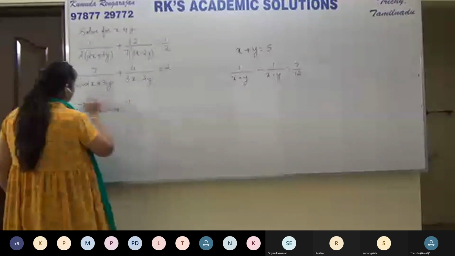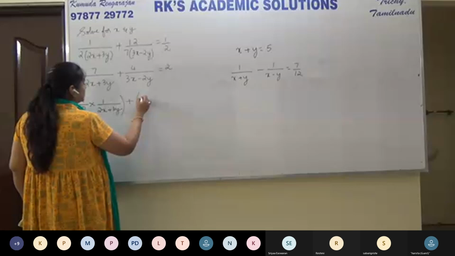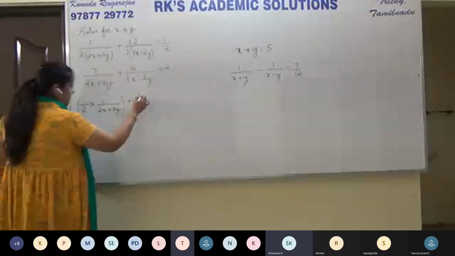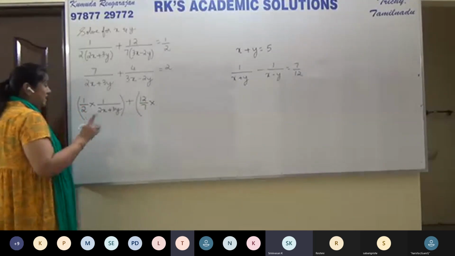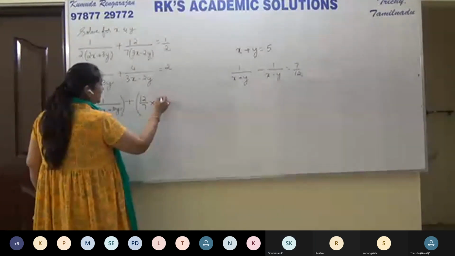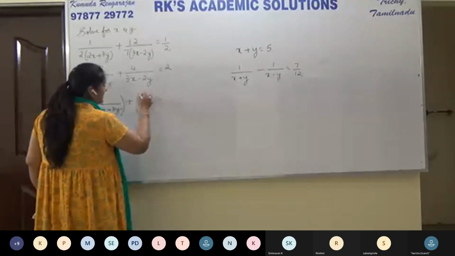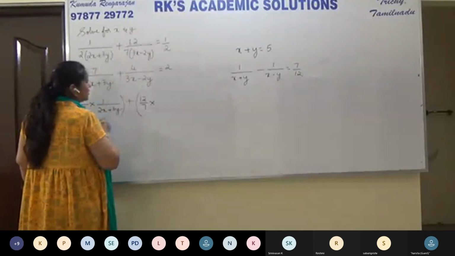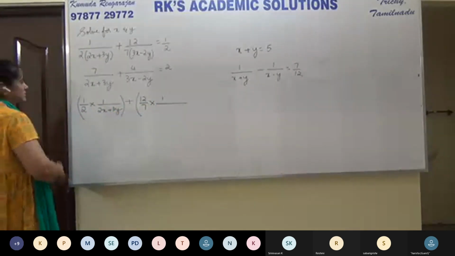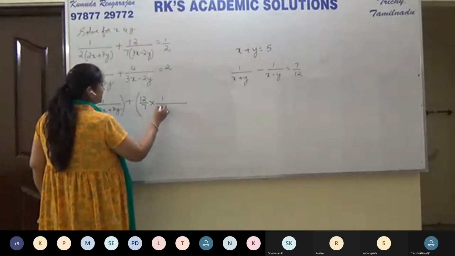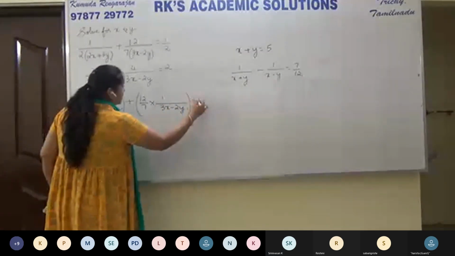Now tell me, how do we write this? 12 by 7 into 1 by 3x minus 2y. Somebody said 12 by 12. No, we cannot write 12 again here, because 12 into 12 will become 144. So it is 12 by 7 into 1 by 3x minus 2y is equal to 1 by 2.